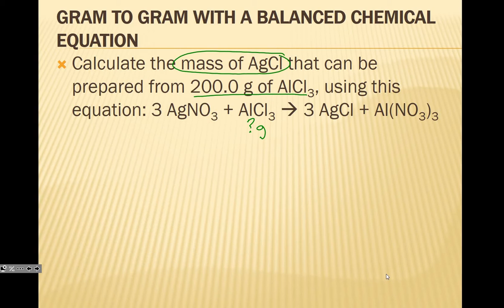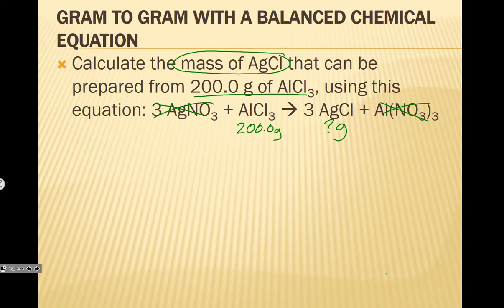Whoops, I've got it wrong. Try it again. Underneath AlCl3, what do I put? 200.0 grams. What do I do with the rest? Cross them out so I don't worry about them. But I have to have the equation balanced before I cross them out. Right? Okay. Now, what do I start with? What do I do now?